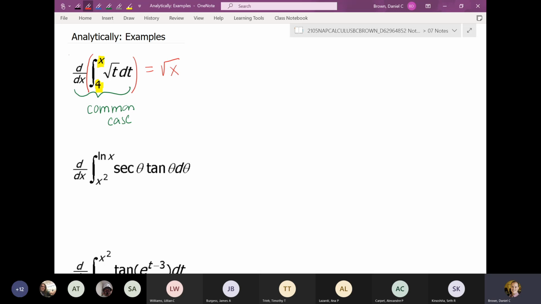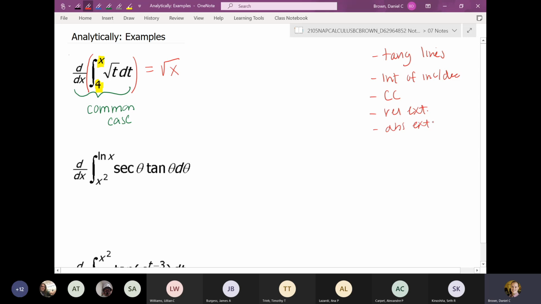Why is this useful? Anything that we have done with the derivative, we can also do with these integral defined functions. So we can do things like tangent lines. We can do things like intervals of increasing and decreasing. We can talk about concavity. We can do relative extrema. We can do absolute extrema. That's not an exhaustive list. Anything we've done with the derivative from first semester, we can now do with these integral defined functions because we now know how to take the derivative of those functions. Questions about the common case of the second FTC?